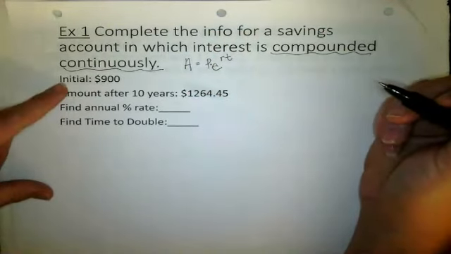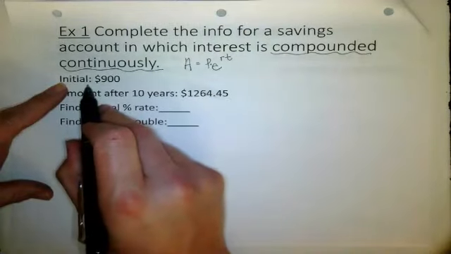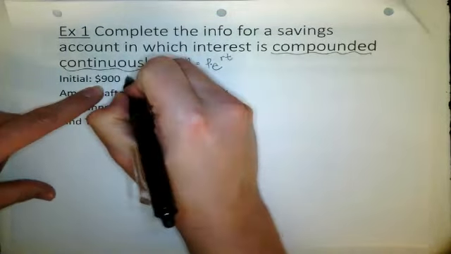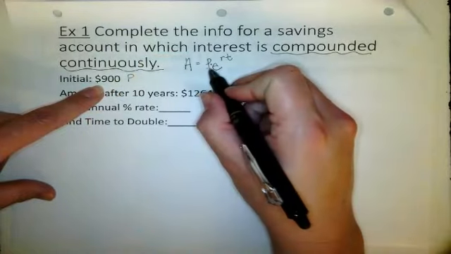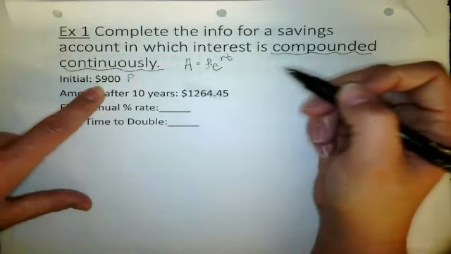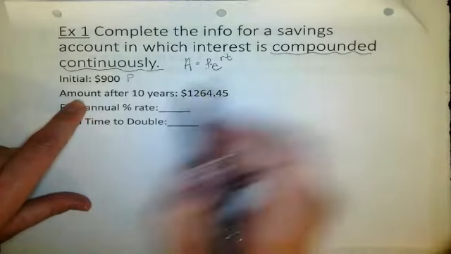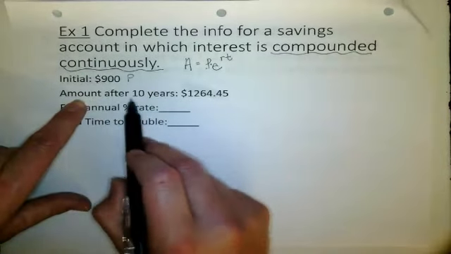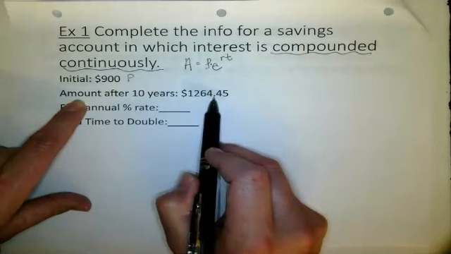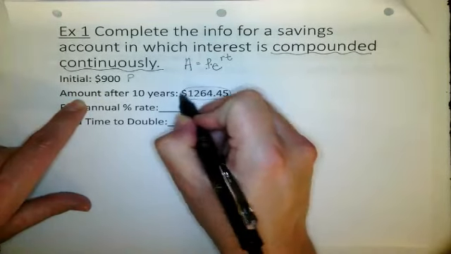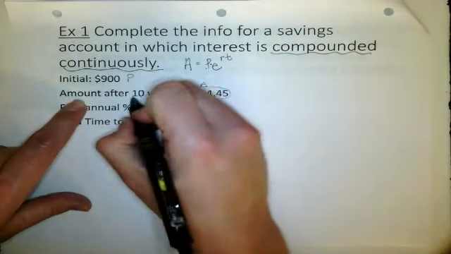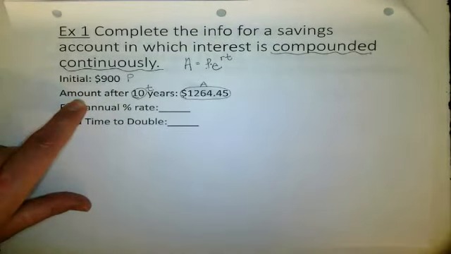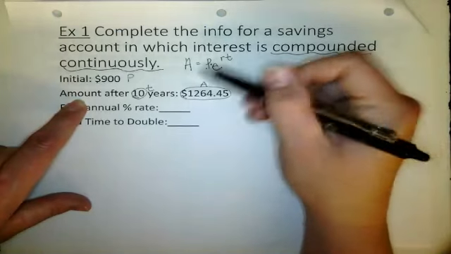And in this particular problem, they're giving me the initial amount of money. And that initial amount is always the P, the principal, what we started with. They're also telling me that I have an amount after 10 years. This is actually 2 pieces of information. This is the amount, A, after 10 years have passed. So they're actually giving me a bunch of information.